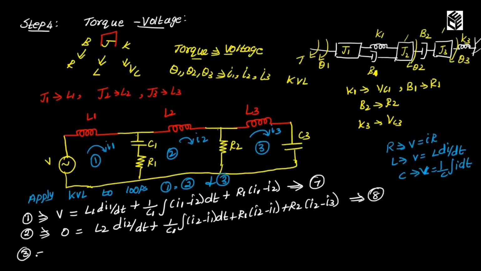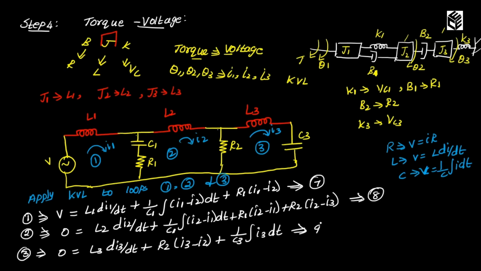My third loop is 0 equal to L3 into di3 by dt plus R2 into (I3 minus I2) plus 1 by C3 into integral of I3 dt. I am going to take this as equation number 9. So all these three equations are called mesh equations.